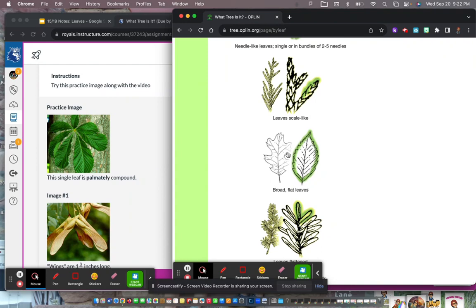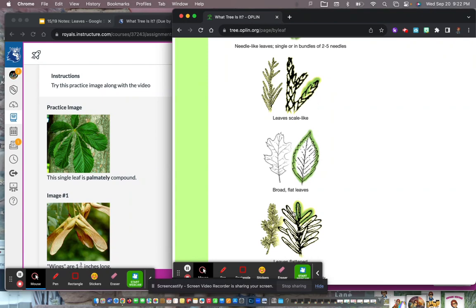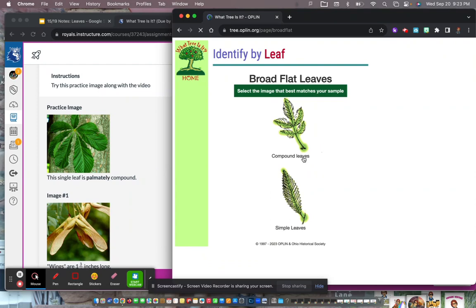Broad flat leaves. Well, it doesn't actually look like either of these, but it's definitely broad and flat. So maybe this is where we're going. And then this last one says flattened leaves, but it looks kind of like it has needles again. So I'm going to say the one that it most looks like is this category right here, the broad flat leaves. So I clicked on it, and it takes me to two choices. And I'm always going to scroll up and down just in case there's more choices. So now it says compound or simple. Now remember that simple means it's one leaf, and compound means it's more than one leaf from the stem.